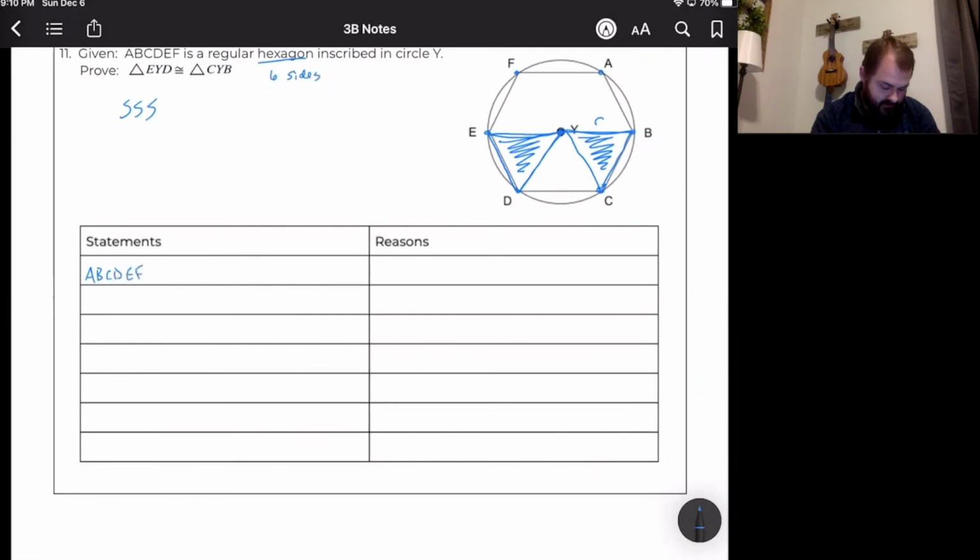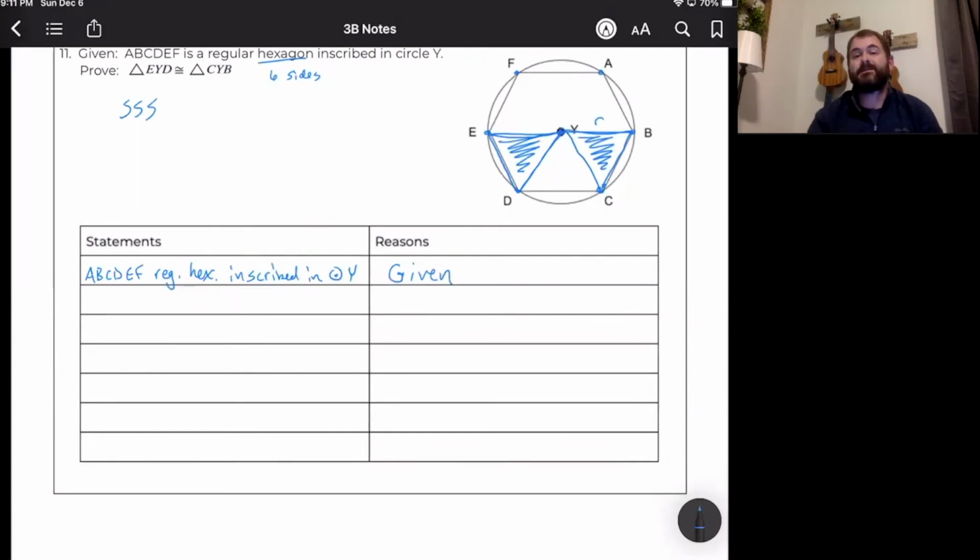ABCDEF is a regular hexagon inscribed in circle Y. That's a short way to write that. Okay, that's all our given.